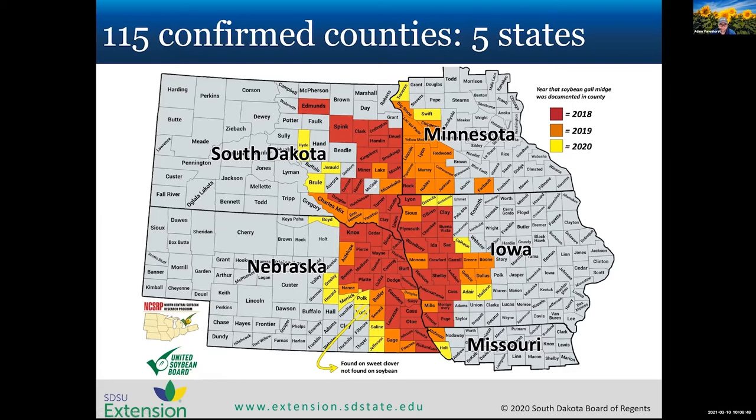If you look in South Dakota, we have McCook County, which is a very unusual situation. We haven't been able to find it there. My guess is it's there and we just haven't looked in the right field, because if it's bordering that county on all sides, it's probably there. But 115 confirmed counties in five states in 3 years. So we've even, in the last couple years, added Missouri.